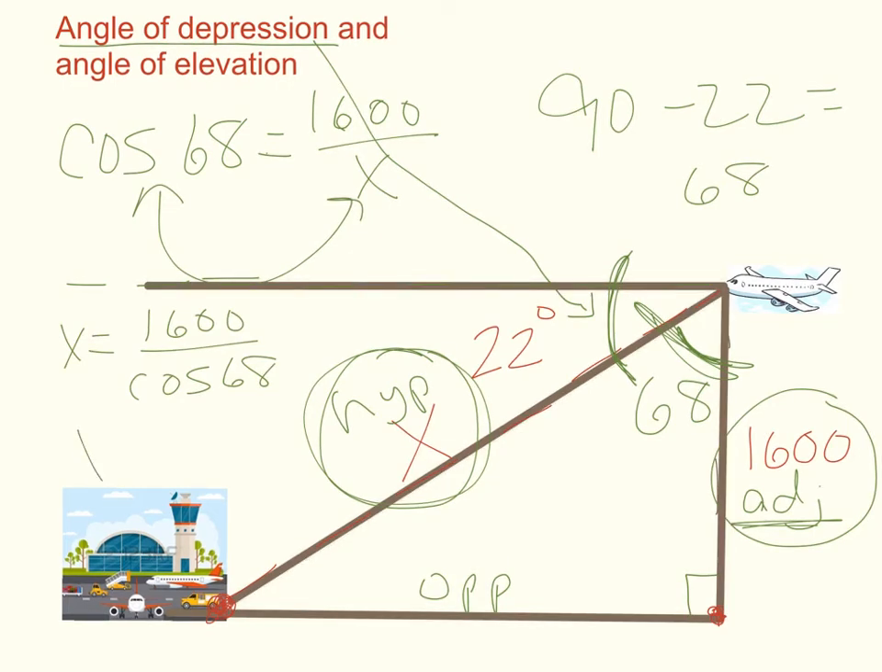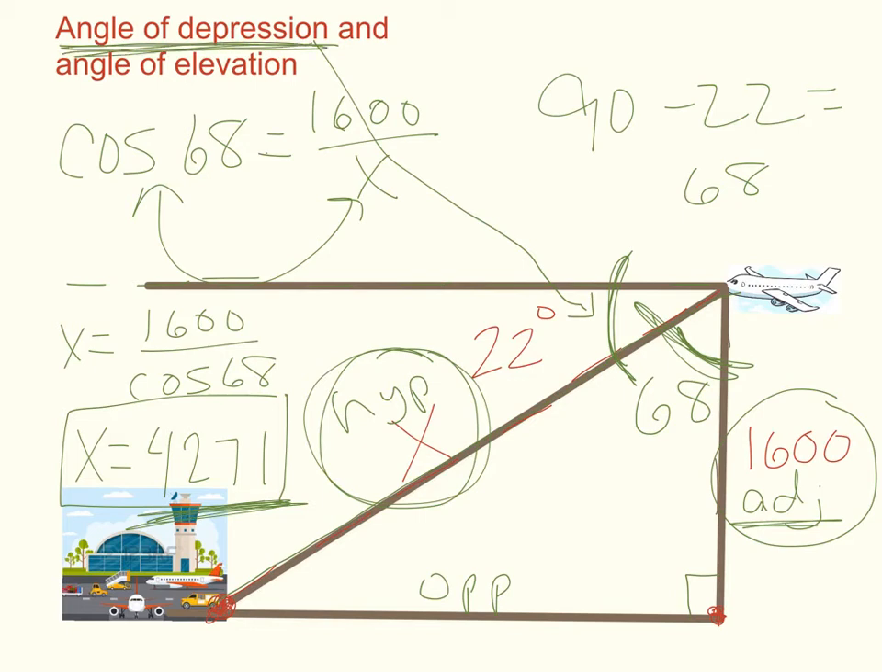And then that comes out to a nice solid 4,271-ish miles, or whatever the distance is. I'm sorry, not miles, feet. So 4,271 feet for the plane to actually travel along this trajectory right here, that hypotenuse. That is utilizing the angle of depression.